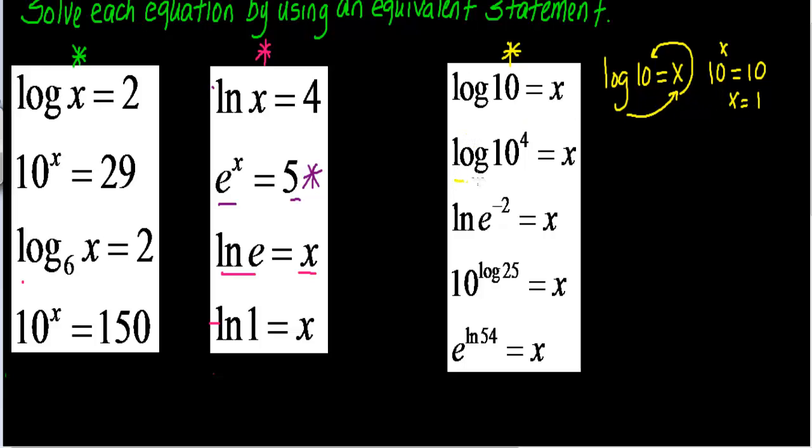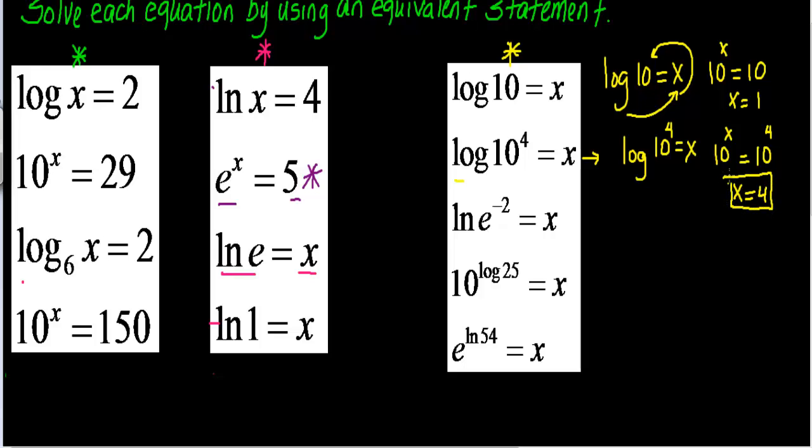For the second one here, I have log base 10 of 10 to the 4th power equal x. The same thing. Let's rewrite this as an exponential function. 10 to the x is equal to 10 to the 4th. That means x equals 4.